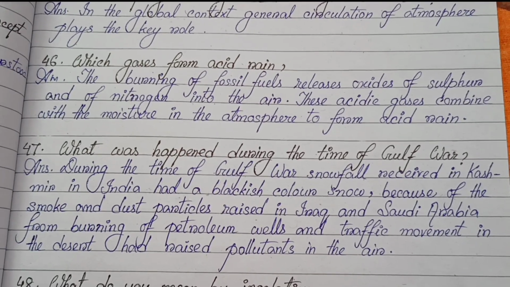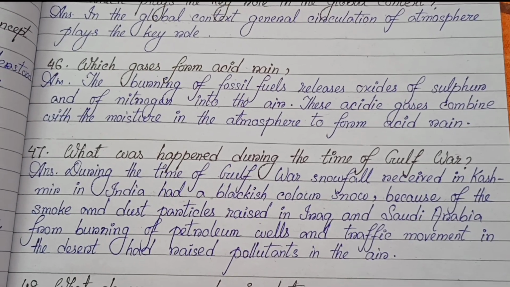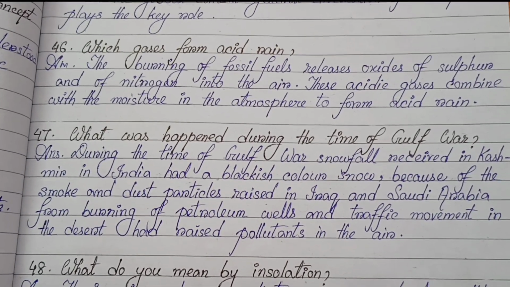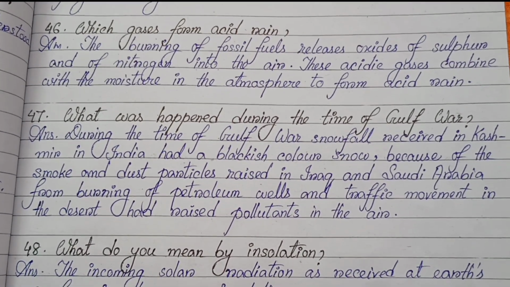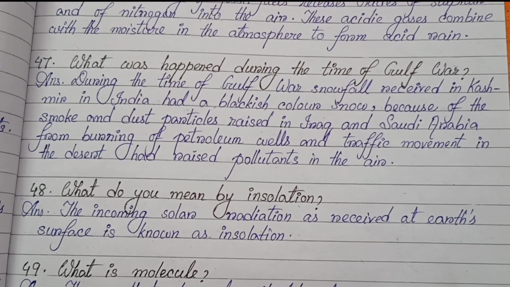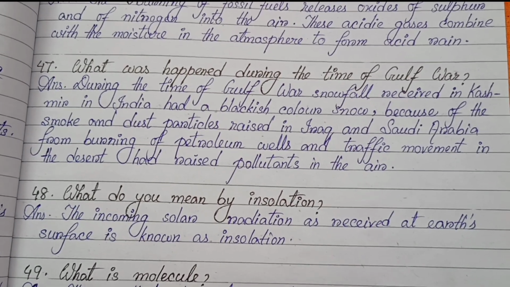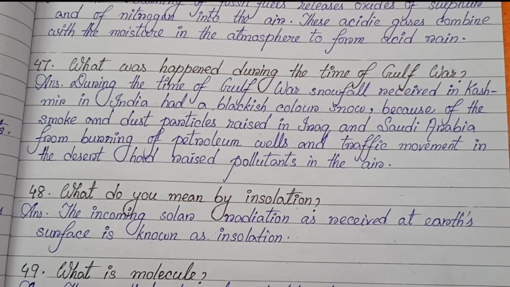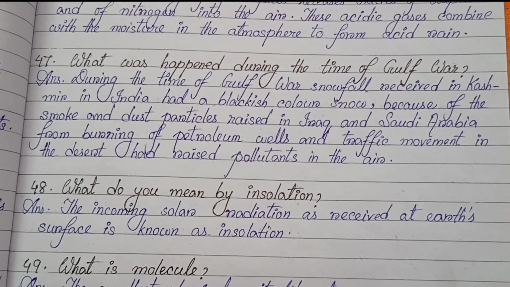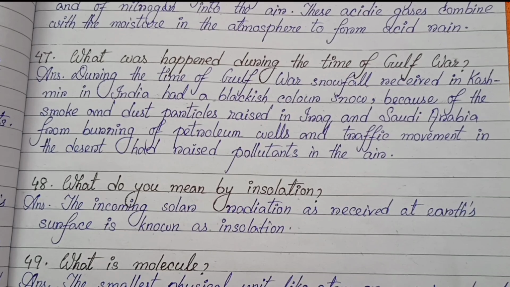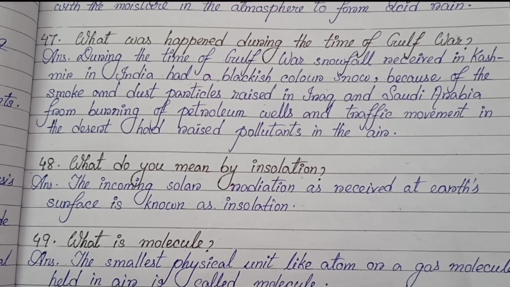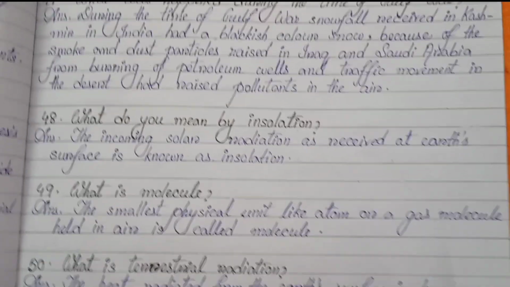46. Which gases form acid rain? The burning of fossil fuels releases oxides of sulfur and of nitrogen into the air. These acidic gases combine with the moisture in the atmosphere to form acid rains. 47. What happened during the time of the Gulf War? During the time of the Gulf War, snowfall received in Kashmir in India had a blackish color because of the smoke and dust particles raised in Iraq and Saudi Arabia from burning of petroleum wells, and traffic movement in the desert had raised pollutants in the air.